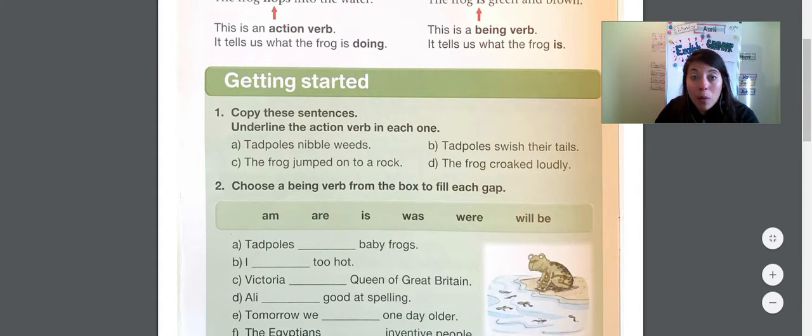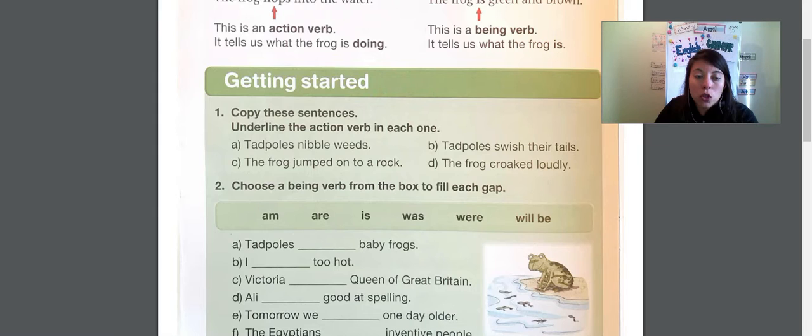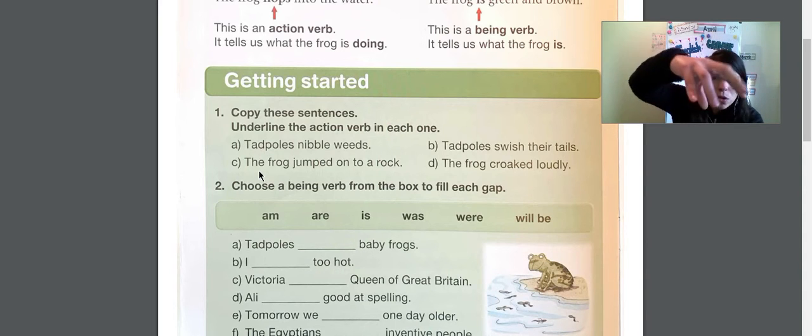Now, a tadpole is an animal, as you can guess. It is something like this. This is a tadpole. This is what a frog looks like before it develops into a frog. It is called a tadpole. Another word for Spanish would be renacuajo. Okay, so back to where we were. Tadpoles nibble weeds. Nibble is when you chew something. Okay, really, really small bites. They swish their tails. The frog jumped on a rock.